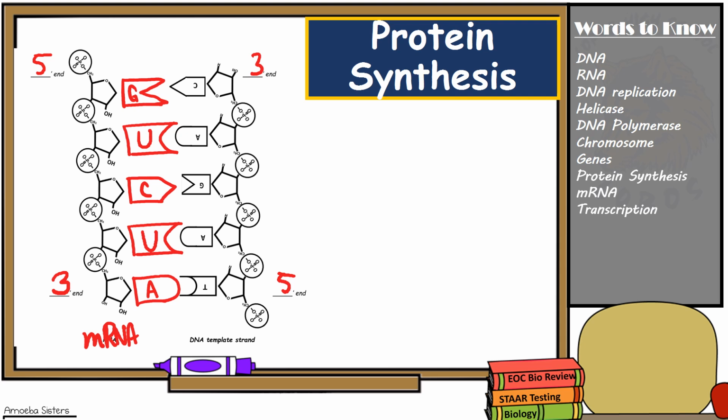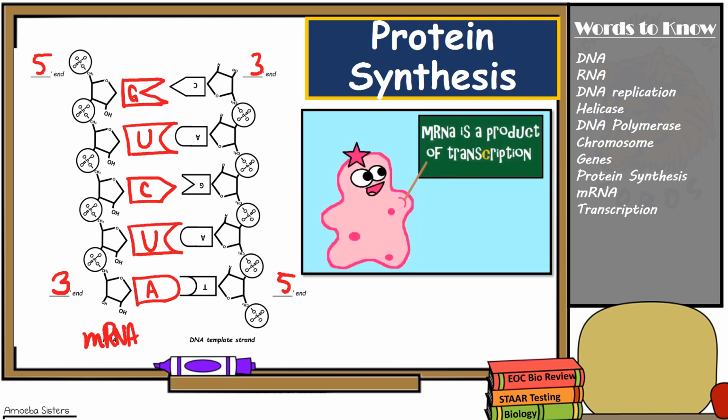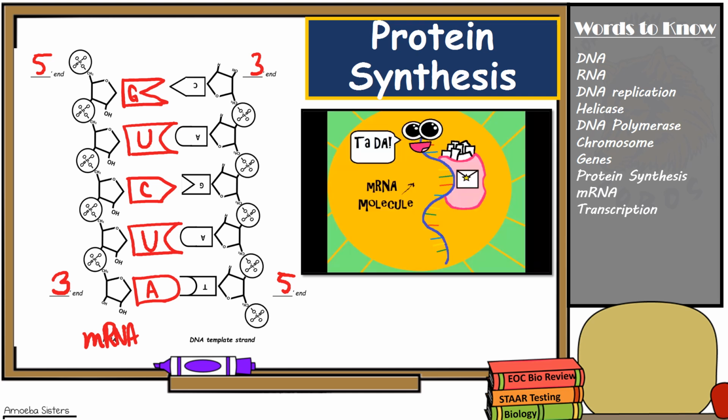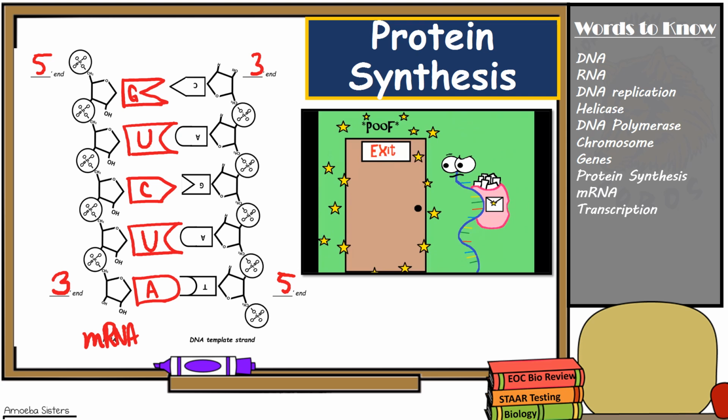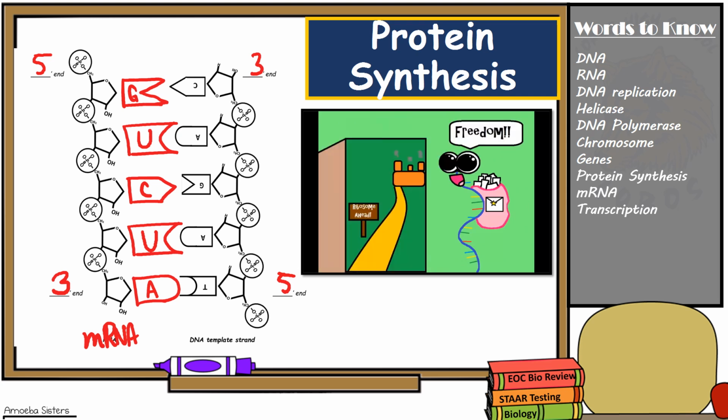Notice where the nucleotides U replace T nucleotides in RNA, which is a key indicator that transcription is occurring, not DNA replication. And now that this RNA has been synthesized, it will now be allowed to leave the nucleus into the cytoplasm as a messenger RNA, also known as mRNA.